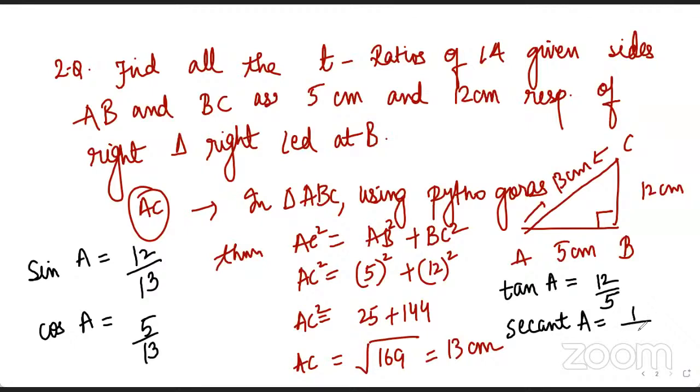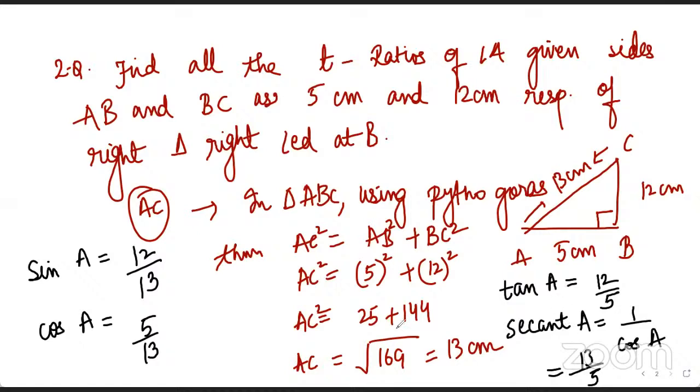Secant A will be 1 upon cos A, or I can first find 1 upon cosec, or even find cosec A. That's totally your choice. So 1 upon cos A. Cos A was 5 upon 13, so secant A will be 13 upon 5.